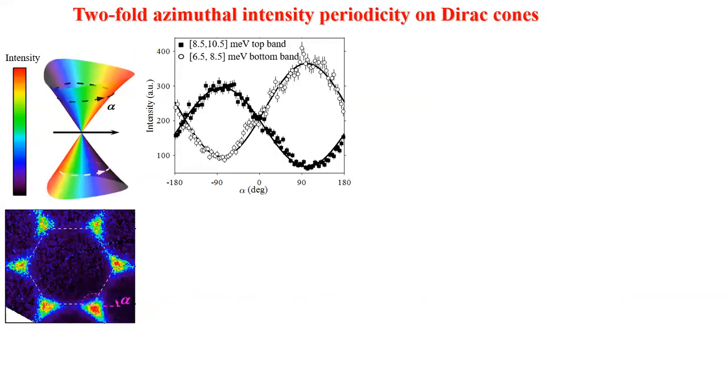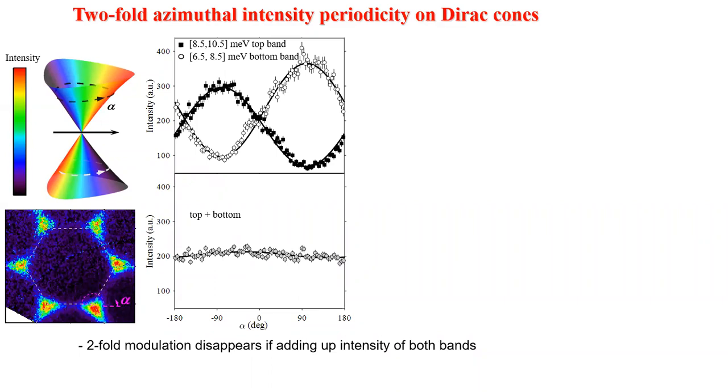So one can reveal this intensity modulation by picking a constant energy and plotting the intensity as a function of angle. Here, the solid points correspond to the intensity in the top band, and empty points correspond to the intensity in the bottom band. As you see, there are maxima and minima that are 180 degrees away. They're exactly anti-phase between the top and the bottom band. It's a very non-trivial effect, because if one sums up the two, one gets a constant intensity.